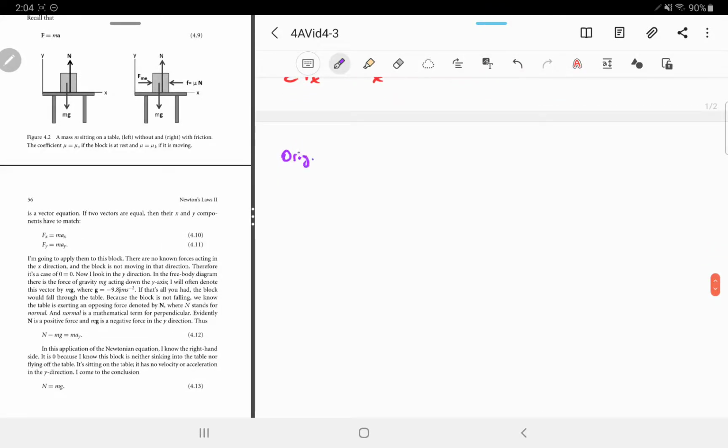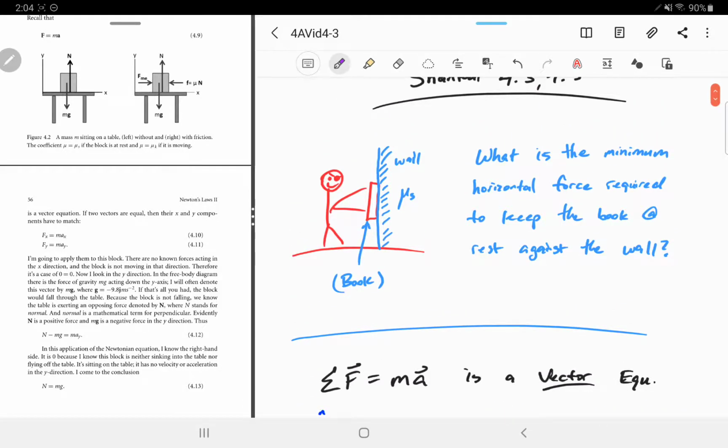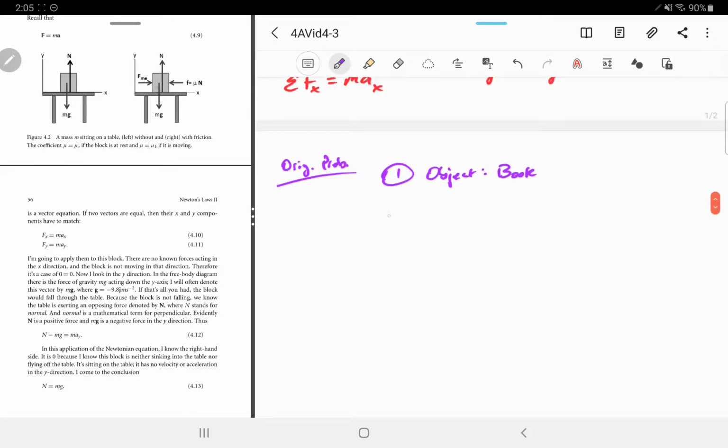Okay. So, original problem. So step 1, pick an object. Our object is going to be the book. We're interested in the book not moving, not the person not moving. And all of the relevant forces are against the book. It's the applied force against the book, the static frictional force on the book, the weight of the book, etc. And I suppose, let's assume the book has mass m. We'll need to know that for our answer. Okay, so our object is the book.